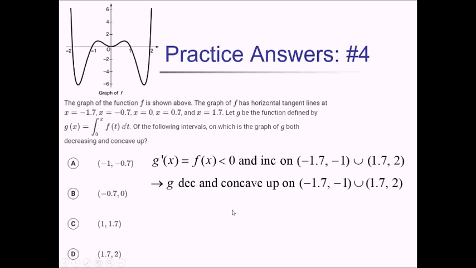Looking at our answer choices, we only have one interval listed for each of these answer choices, so we're just going to pick whichever one has at least one of these intervals. So let's see here, -1 to -0.7, nope. -0.7 to 0, no. 1 to 1.7, not so much. 1.7 to 2, that's one of our two intervals, so choice D.